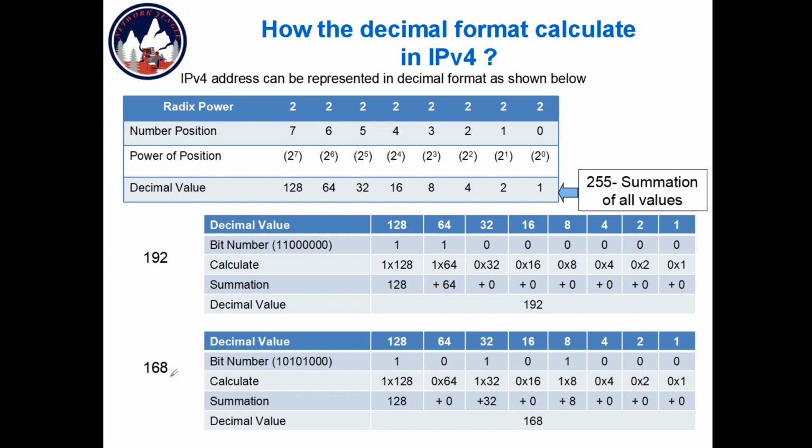Likewise 168, the binary number is 1010 1000. So 1 times 128 is 128, 0 times 64 is 0, 1 times 32 is 32, 1 times 8 is 8. So 128 plus 32 is 160, 160 plus 8 is 168. This is the conversion between the decimal and binary number systems.